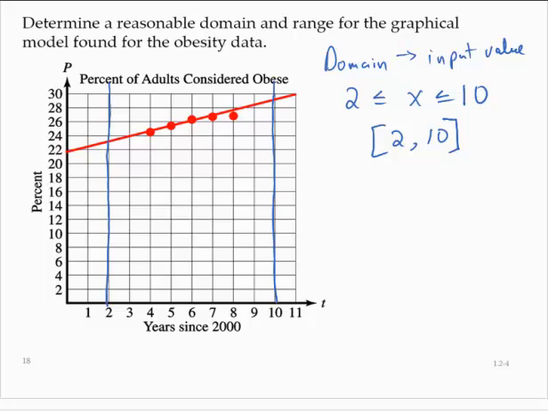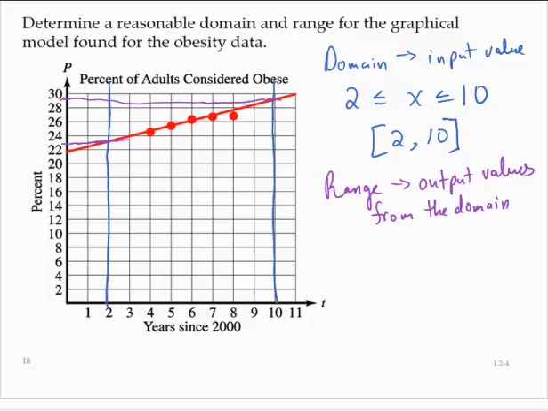Now for the range, we go with the output values from the domain. So when x was 2, our input value, our output value was about 23, and when x was 10, our output value was about 29.